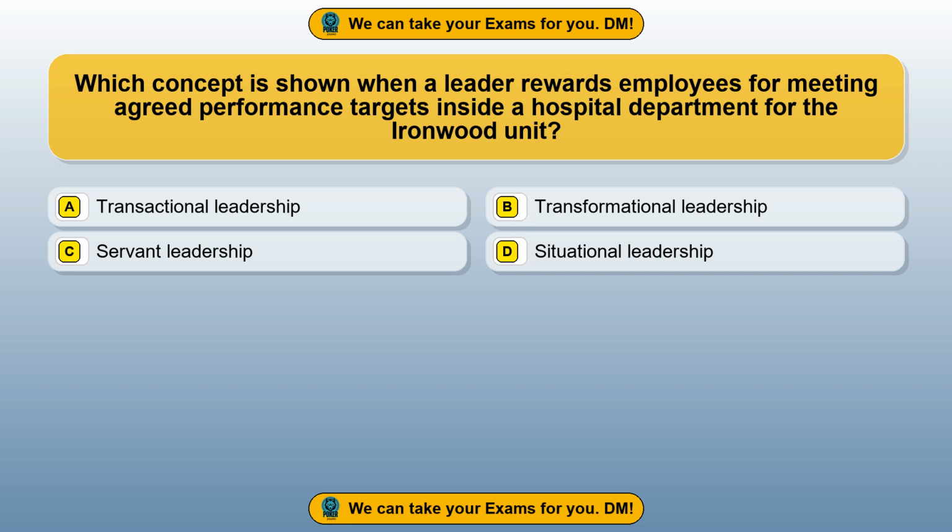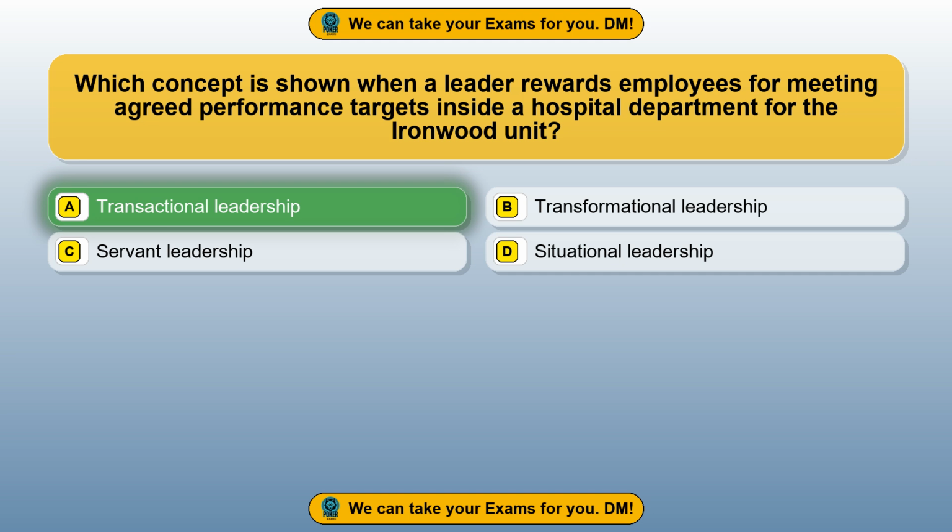Question 76. Which concept is shown when a leader rewards employees for meeting agreed performance targets inside a hospital department for the Ironwood unit? Option A, transactional leadership. Option B, transformational leadership. Option C, servant leadership. Option D, situational leadership. The correct answer is option A, transactional leadership.